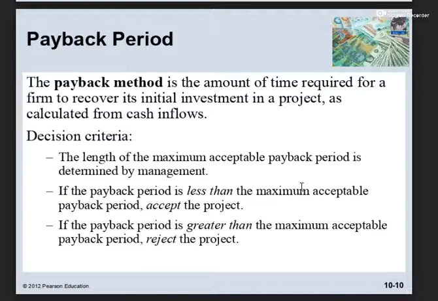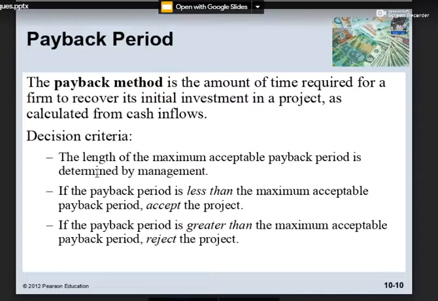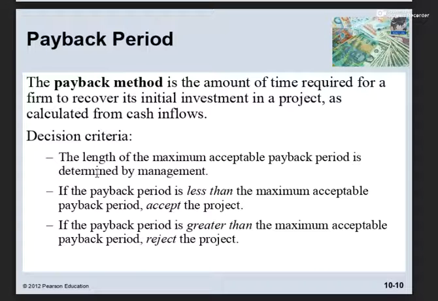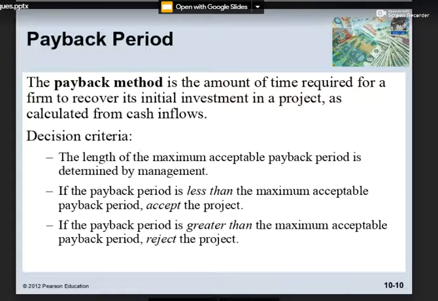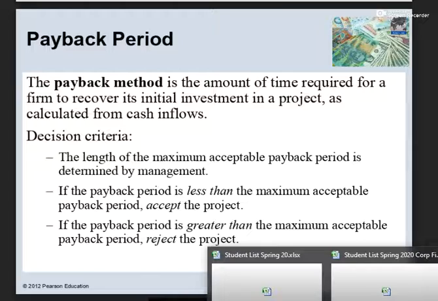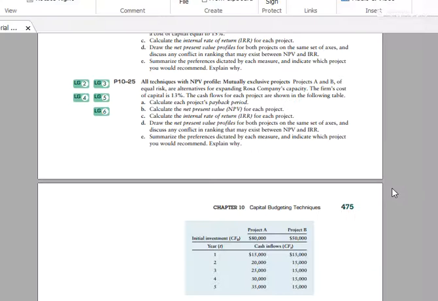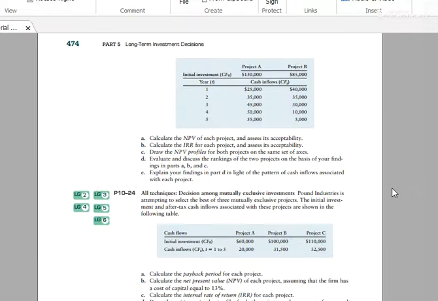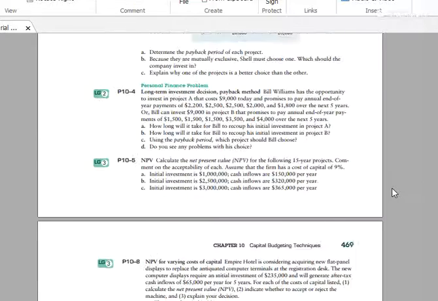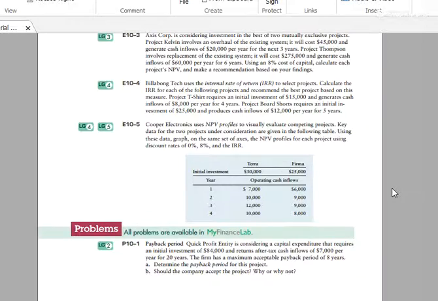All right. In the previous class, we talked about what the payback period is and how it is calculated. In this class, I want to focus on the decision criteria for payback period. In one of the exercises, I think it is P10.1. Yes, P10.1.